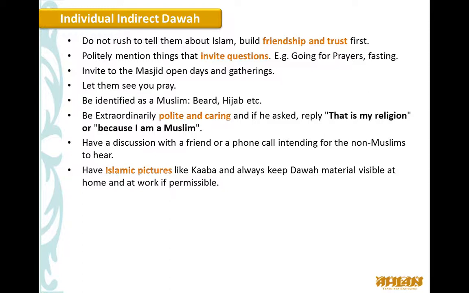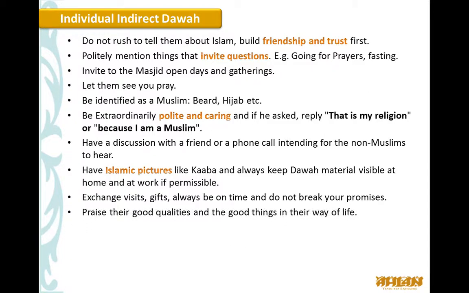Having Islamic pictures like Kaaba, Mecca, always keep da'wah material visible for him. Exchange, of course, visits and gifts. Praise their good qualities and good things, but of course, qualities and good things that are not contradicting with Islam.